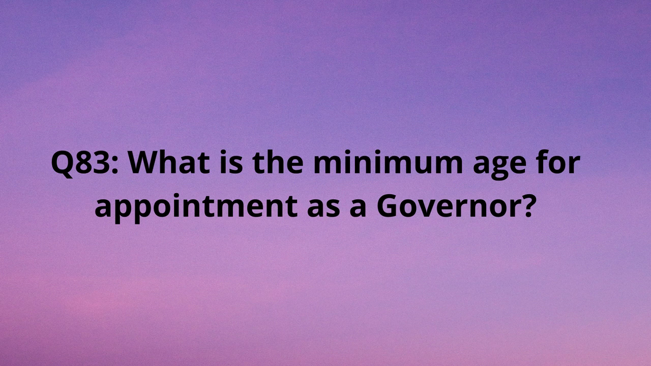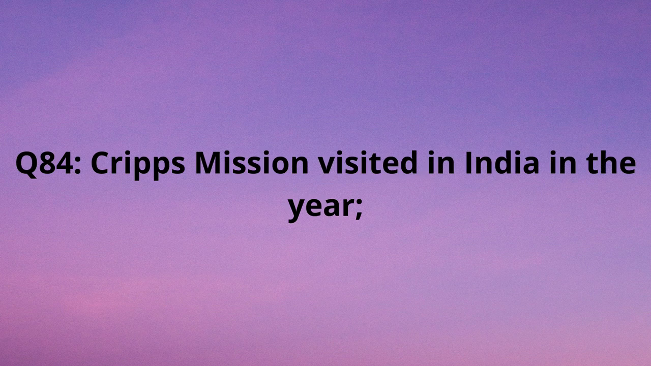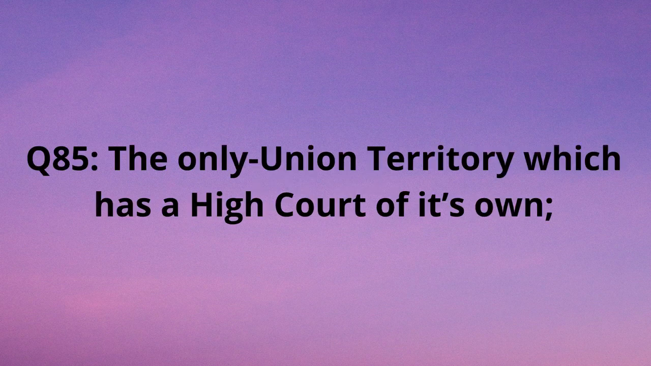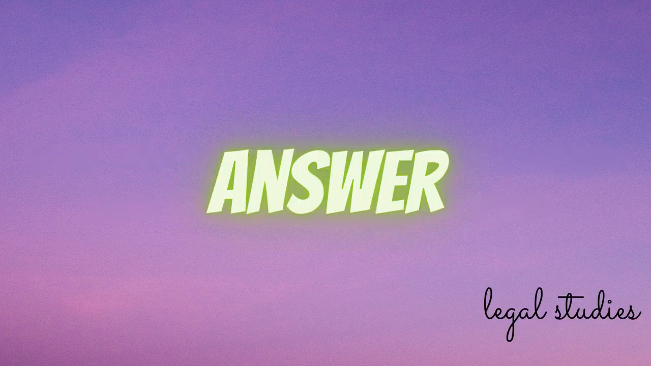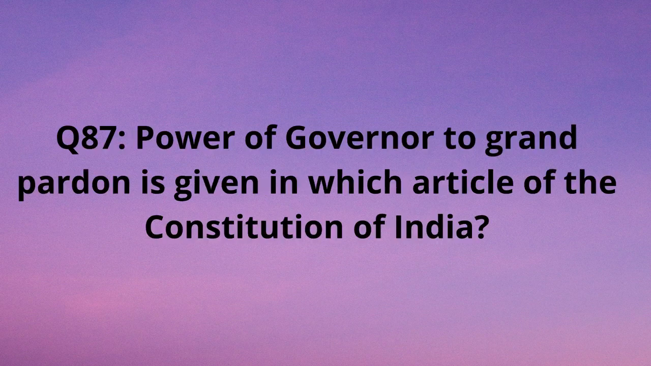Question 83. Which is the minimum age for appointment as a governor? Answer 83. 35 years. Question 84. Cripps Mission visited India in the year? Answer 84. 1942. Question 85. The only union territory which has a high court of its own? Answer 85. Delhi. Question 86. Provision for the protection and improvement of environment and safeguarding of forest and wildlife has been provided in? Answer 86. Article 48A.